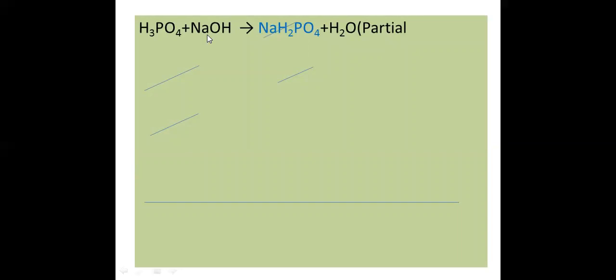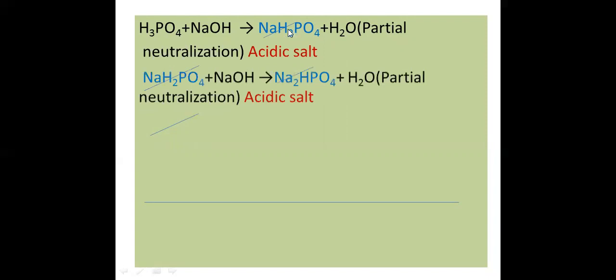So sodium, as we are using only one molecule of sodium hydroxide, so one molecule can replace only one hydrogen atom. It will replace only one hydrogen atom. Still two replaceable hydrogen atoms are present in this sodium dihydrogen phosphate. So this salt is called acidic salt and the reaction is called partial neutralization.